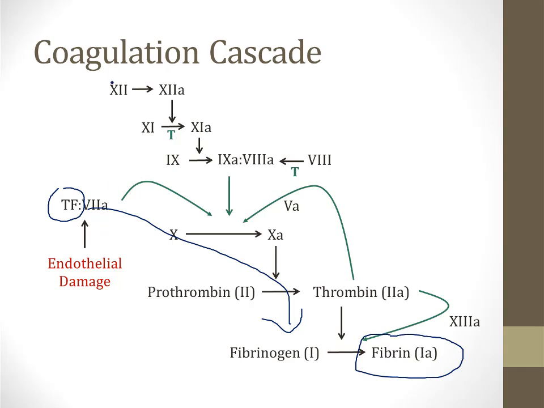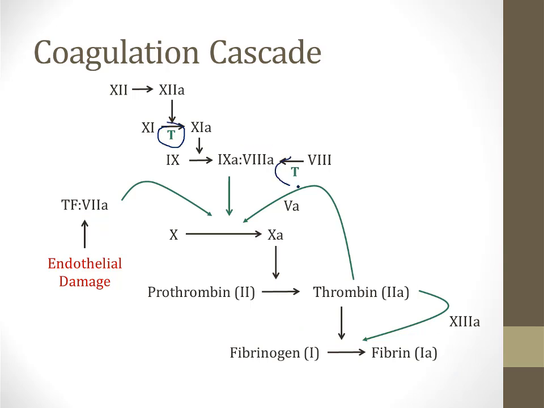The other way to activate the cascade is by starting with factor 12. That will lead through this cascade of changes, which also leads to the formation of fibrin. And when it's written this way, there's usually a little notation like the T I've shown here to indicate which factors are activated by thrombin.